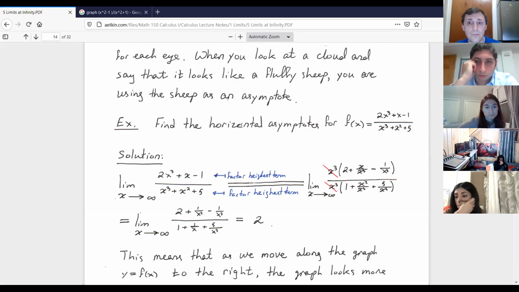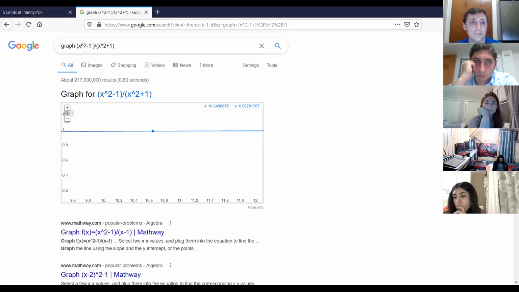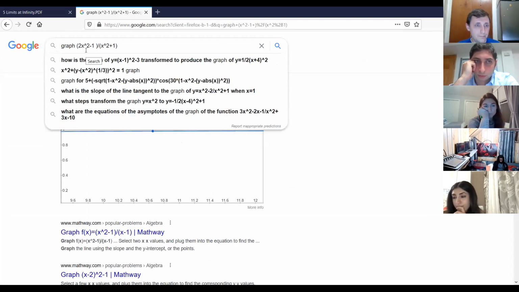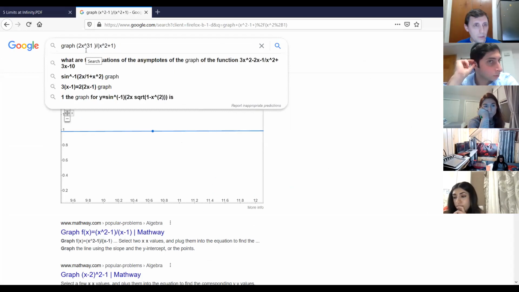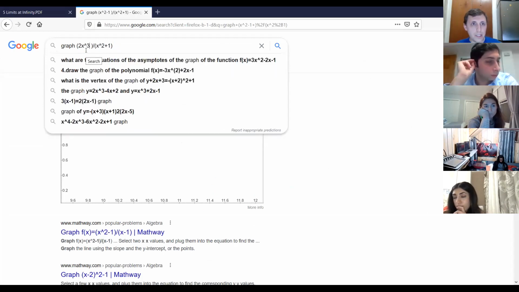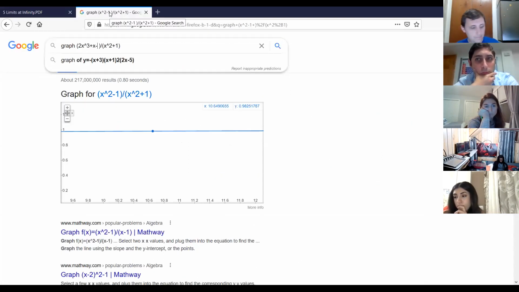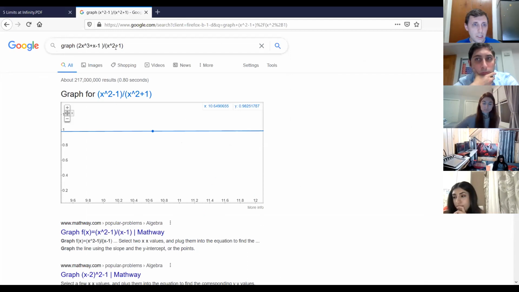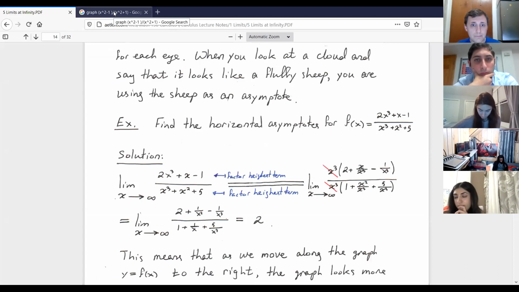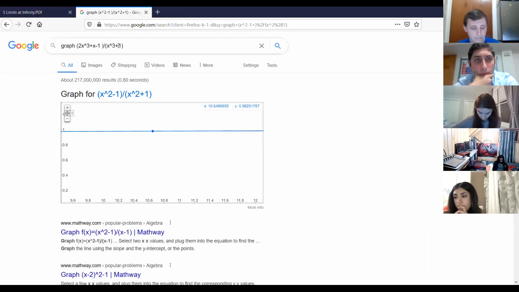It's 2x cubed plus x, am I right? Or minus x, I forget so quickly. Plus x minus 1. And the bottom is x cubed plus x squared. Plus 5, yes? Now let's look at this graph, guys.